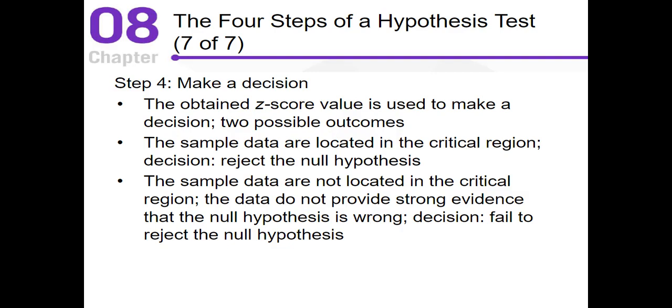You have the sample data, which are located in the critical region, and we have to decide, are we going to reject the null hypothesis? And the sample data that's not located in the critical region, that means the data does not provide strong evidence that the null hypothesis is wrong. So then we will fail to reject the null hypothesis.